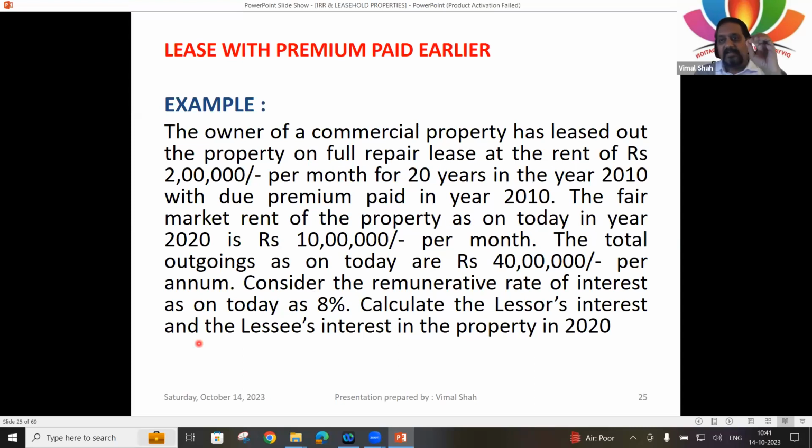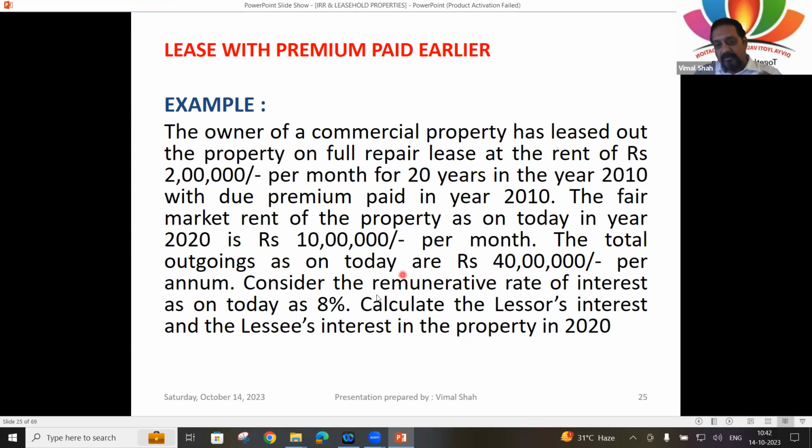आपको लेसर का भी इंटरेस्ट निकालना है, लेसी का भी इंटरेस्ट निकालना है. Now कैसे करेंगे? See, normally whenever we calculate any person's interest in the property, we don't do valuation of the property, we do value of what? A person's rights or interest in the property. And to find the interest in the property, we see what benefit that person gets from his rights in the property. किसी भी पर्सन का आपको इंटरेस्ट फाइंड आउट करना है तो आपको ये देखना पड़ेगा कि उसको उसके राइट से क्या बेनिफिट मिल रहा है, what benefit he is getting from his rights in the property.